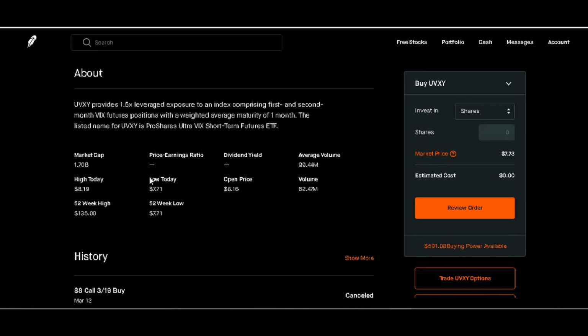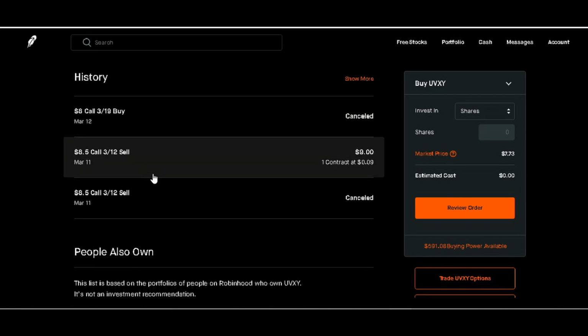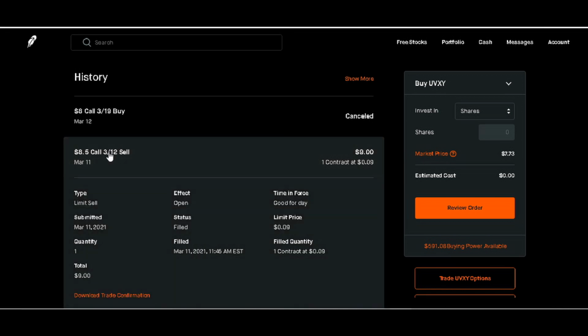So we're going to scroll down one and ask, what did I do to offset any cost that this contract had? As soon as I bought this, I did a covered call against it at $8.50. It says 3/12, but I actually did it on March 11th, as you can see. They gave me $9 for one contract at 9 cents. We'll click on it, and it shows one quantity, filled at 11:45 a.m. One contract at 9 cents, or 9 cents times 100 is $9.